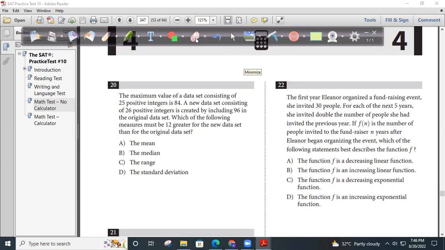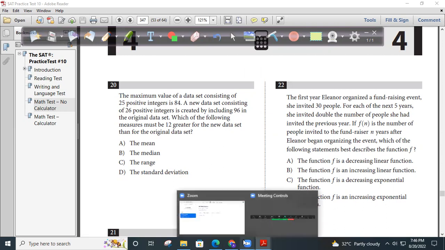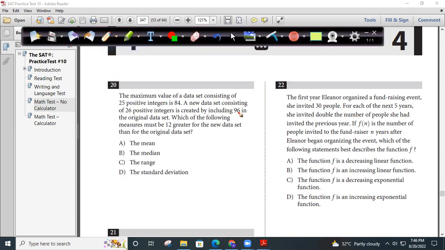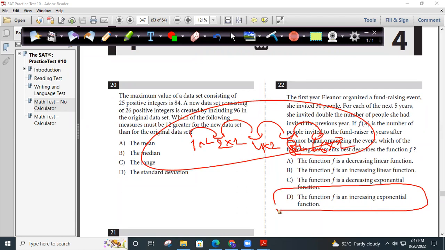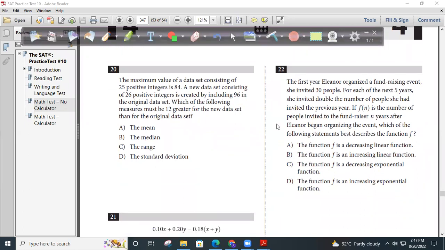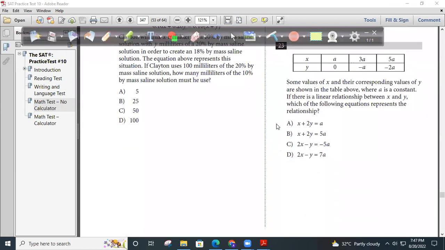So what is the question that they are given here? Every year she invited double the number of people she had invited previously. So she invited 1, she invited 2, she invited 4, she invited 8, 16, double the number. So it is getting multiplied by the number 2. Since it is getting multiplied by 2, which is greater than 1, I can happily say it's an exponentially increasing function. So D for Delhi should be my answer.